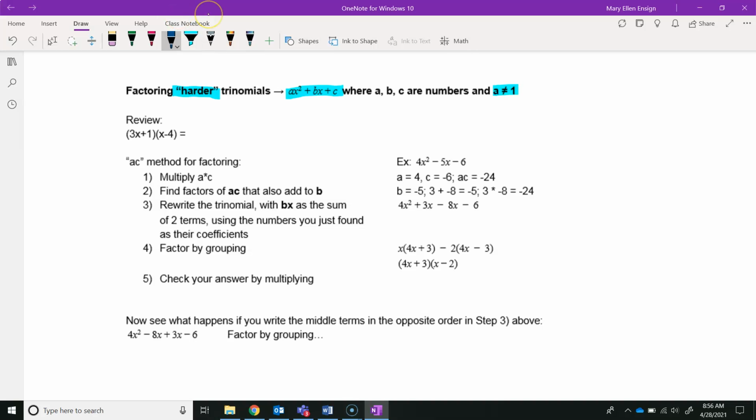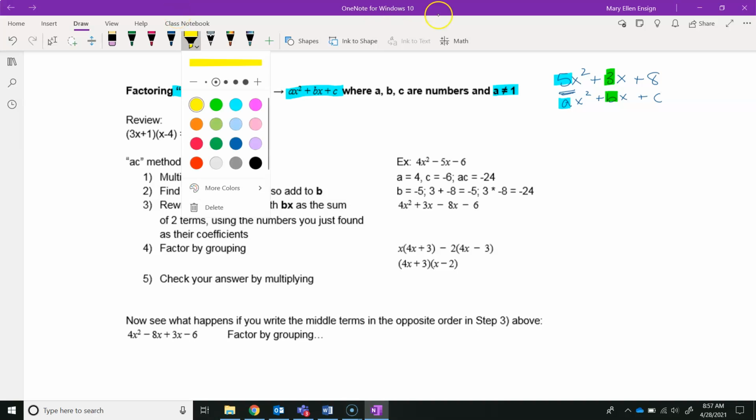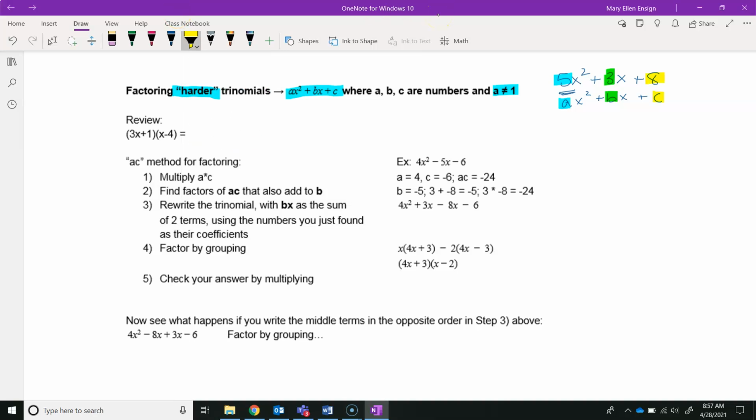I might have something like 5x squared plus 3x plus 8. Okay, I'm just making that up. But something that does not have a 1 here for my a. Okay, so remember, this is ax squared plus bx plus c. That's just how I label those. So 5 goes with a. 5 is my a in this case. 3 is my b. 8 is my c. Okay, and the sign goes with it too, right? So it's positive 8, positive 3, positive 5.